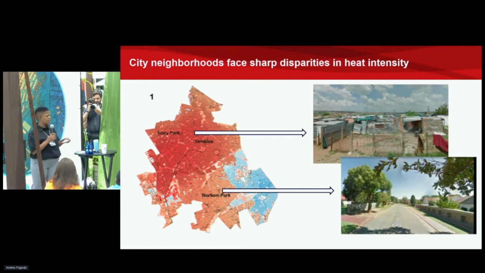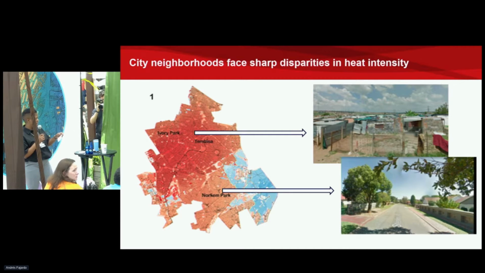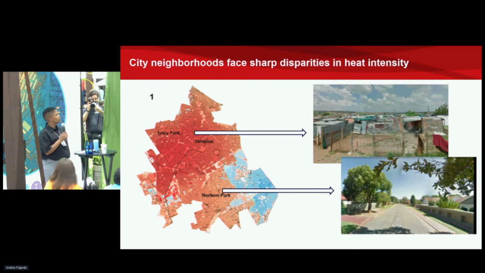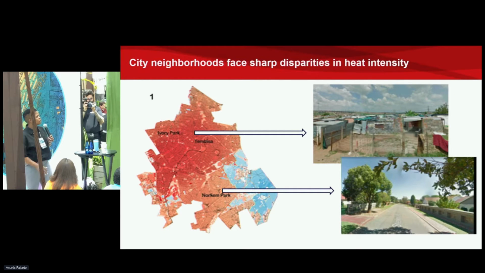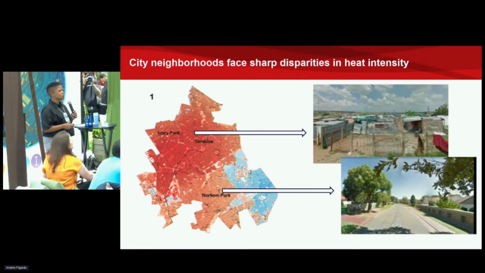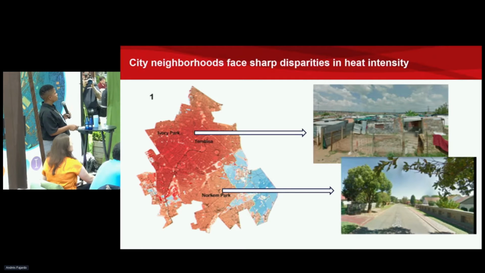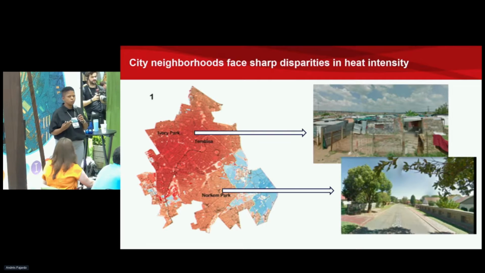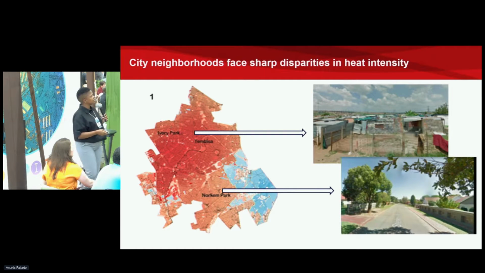I think the first one is the sharp disparities that one gets in heat intensity. Neighborhoods with densely packed housing and buildings with no tree cover are at risk of more extreme heat, as opposed to the richer communities. I'll give an example of the two areas where the assessment was undertaken. At the top there, you've got Ivory Park or Tembisa, which would be what we call in South Africa townships, and in other areas you find informality existing in that area. So those areas are characterized, as you can see at the top.